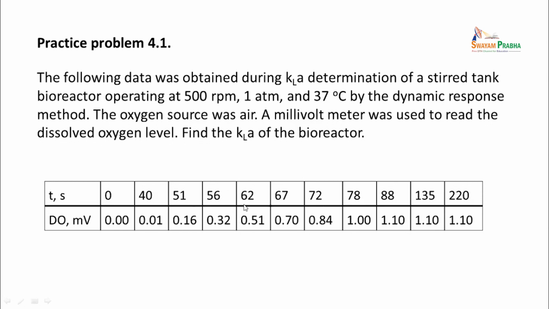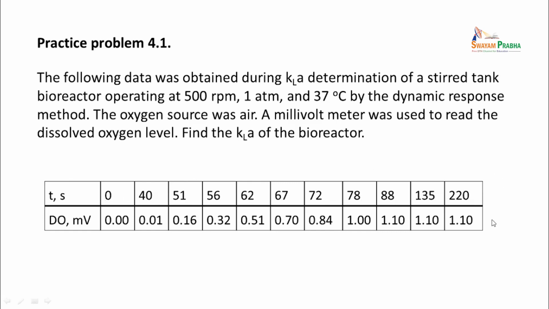Let us finish this lecture with this practice problem 4.1. We will solve this problem in the next lecture. This is a problem for practicing the measurement of KLa. The following data was obtained during KLa determination of a stirred tank bioreactor operating at 500 rpm, 1 atmosphere pressure and 37 degrees C by the dynamic response method. The source oxygen was air. A millivolt meter was used to read the dissolved oxygen level. Find the KLa of the bioreactor given this data.